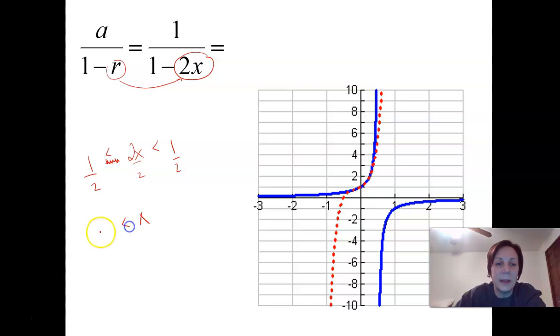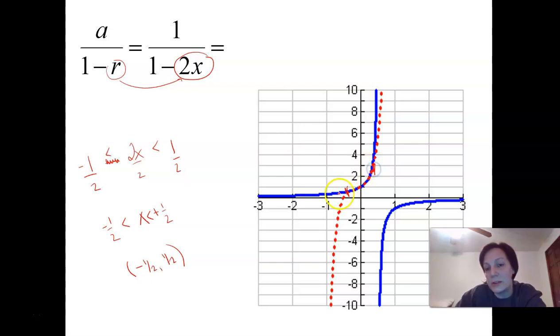that x has to be somewhere between -1/2 and +1/2. In other words, my interval of convergence is much smaller now. The thing I'm multiplying by is bigger, so my terms are going to get bigger more quickly. And you'll notice here, your polynomial is pulling away from your function much sooner.